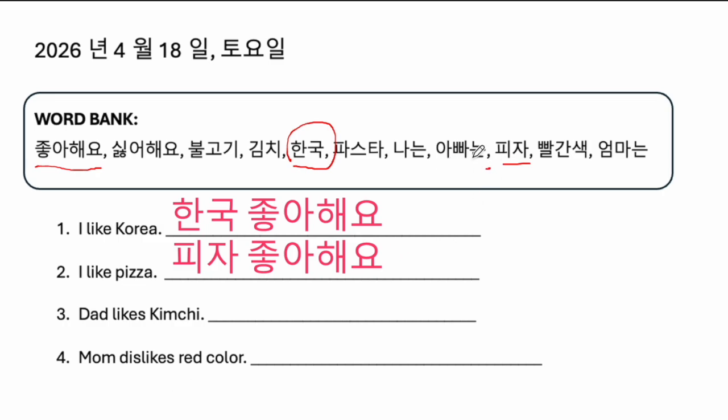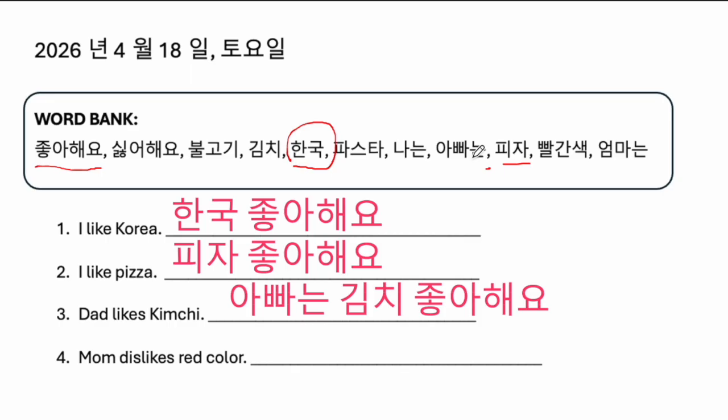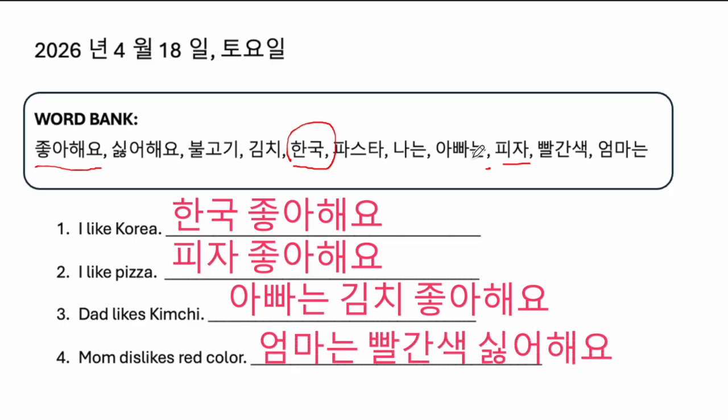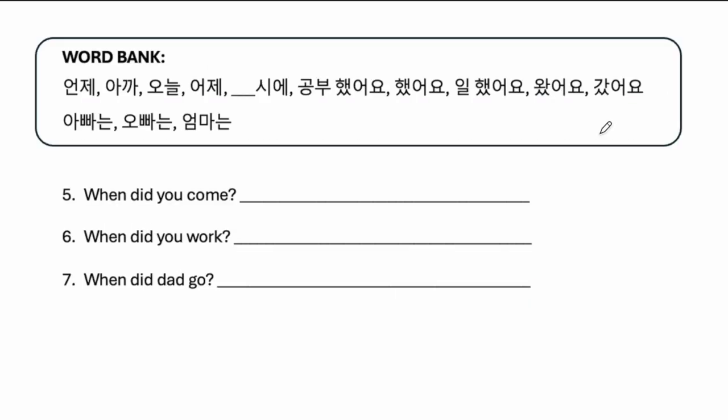Dad likes kimchi. So kimchi 좋아해요, but it's not you, it's dad. So you have to say 아빠는. 아빠는 김치 좋아해요. Mom dislikes red color. 엄마는 빨간색, the red color, noun. Red color, 빨간색 싫어해요. Okay? So if you haven't finished it, I want you to finish and try on your own. Then come back and see if you got it right.